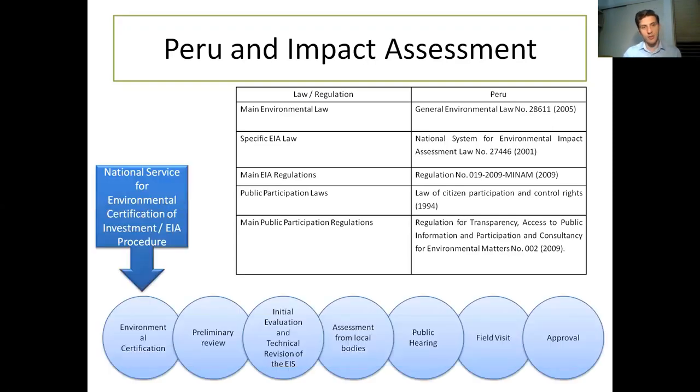Here we see who is in charge of monitoring, reviewing, and carrying out the environmental impact assessment procedure. Who is also the institution in charge of reviewing the project's proposal by, in this case, putting an example, the Chinese company. If a project is approved, it will get the environmental certification. If a project doesn't have the environmental certification, it can't start operations, basically.